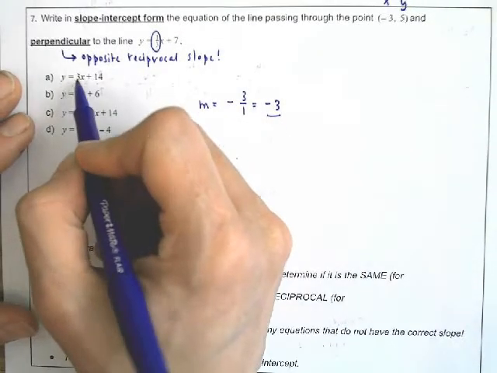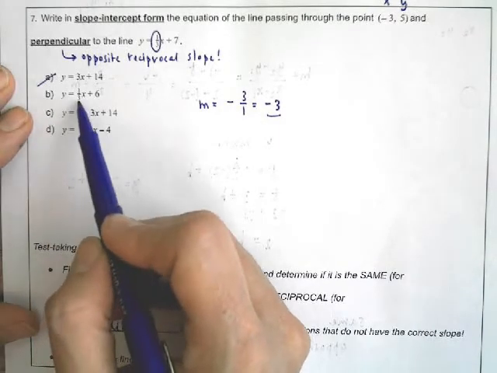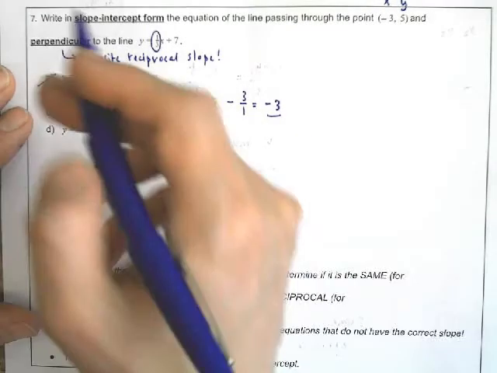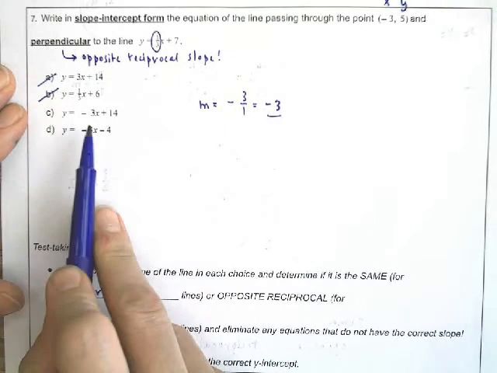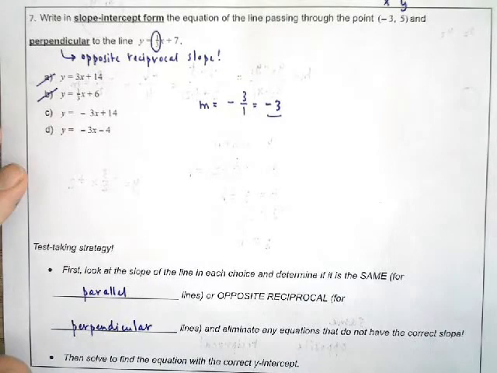Here the slope of this line is 3, so that can't be my answer. Here the slope is 1/3. That can't be the answer either. So it means one of these two must be the answer. Again, that just helps us eliminate some choices.